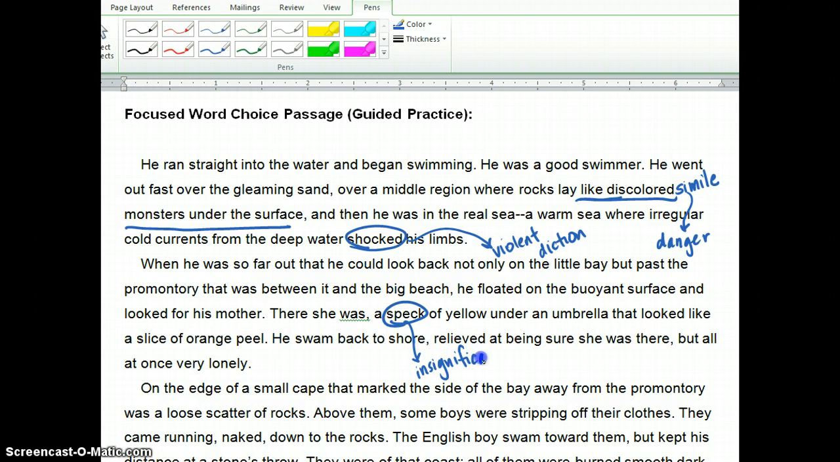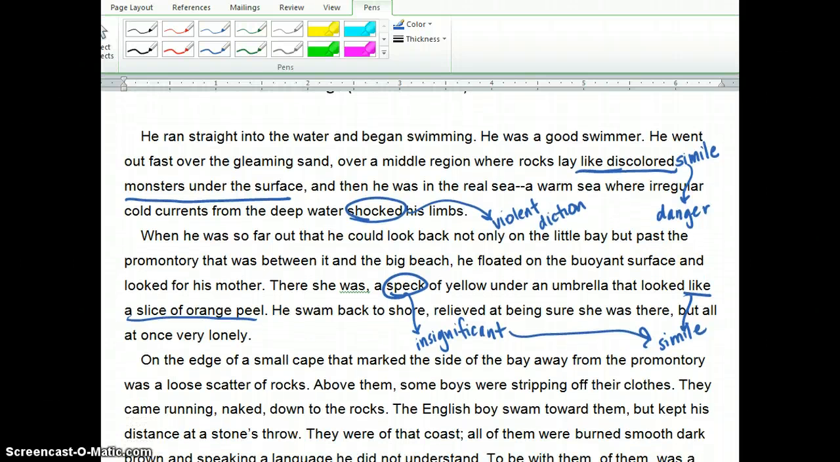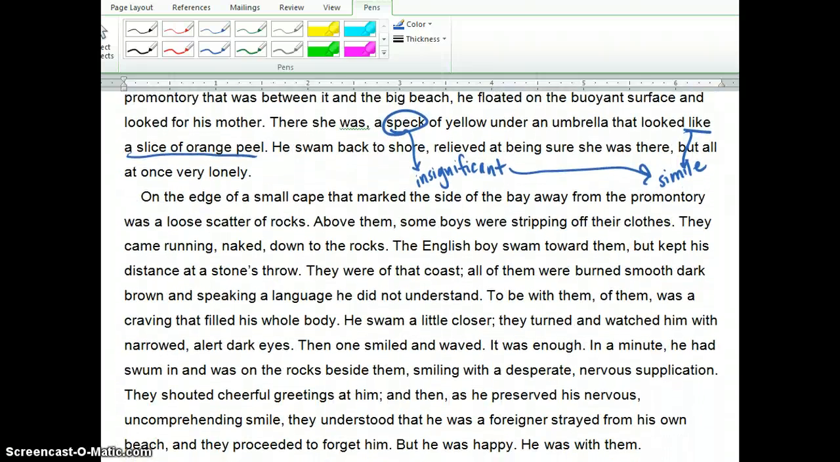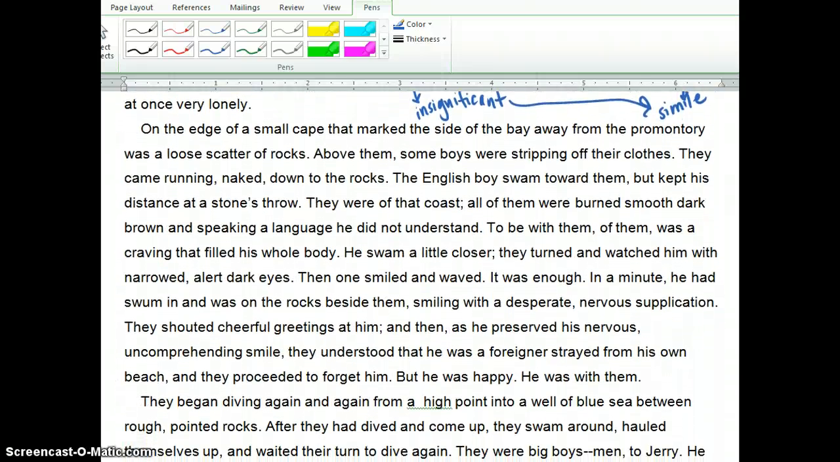So we see that his mother is becoming less important to him now. He's embarrassed that he feels like a little child compared to the other boys that he saw. And we get another simile, like a slice of orange peel. So to compare his mother to a slice of orange peel is to, again, make her insignificant, make her something that is not important. And that would fit with the idea that he needs to break away from her and mature. So let's look at the next paragraph.